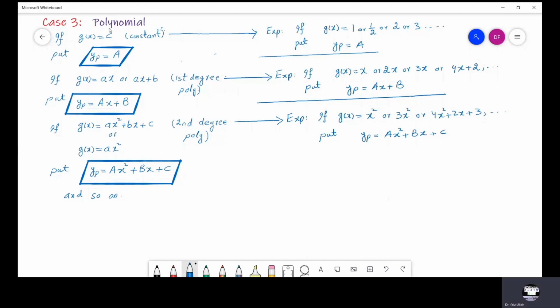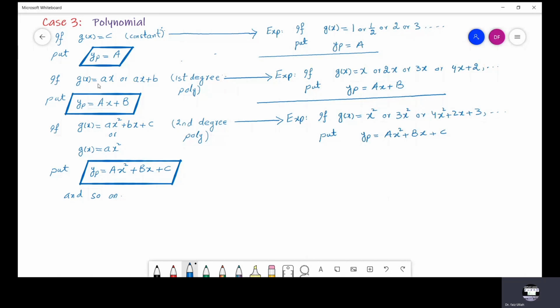Case 3 is for different types of polynomial. If g of x is equal to c, which is a general constant, we shall put yp is equal to a. Let us see this example. If g of x is equal to 1, we will put yp is equal to a. If g of x is 1 over 2, 1 over 3, we shall put yp is equal to a. If g of x is equal to 2 or 3 or 4 and so on, any real number, we shall put yp is equal to a.